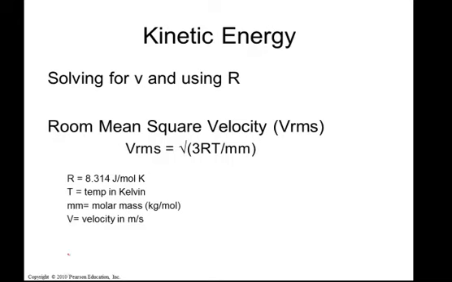Now, if we want to find the average, meaning the mean velocity of those particles, it's called the root mean square velocity. And the root mean square velocity is the square root of 3 times R times T divided by the molar mass. So 3 is a number, R is your ideal gas law constant, which is 8.314. T is your temperature in Kelvin, and MM is your molar mass. It has to be in kilograms per mole, not grams per mole. And that velocity is going to be in meters per second.